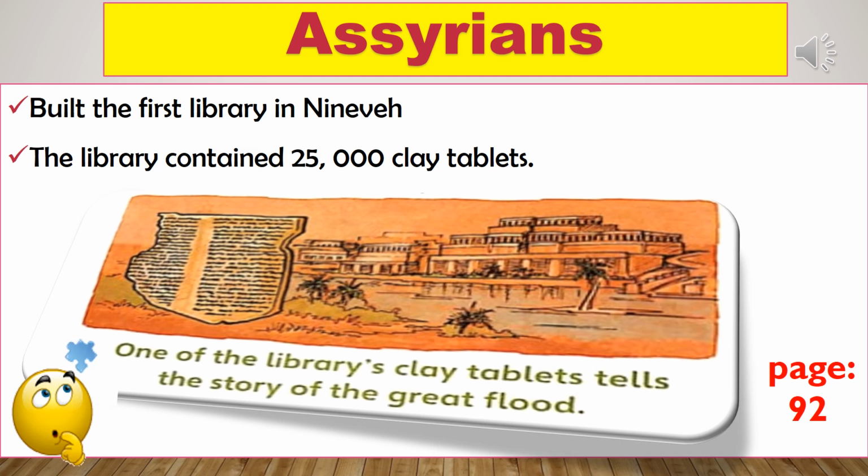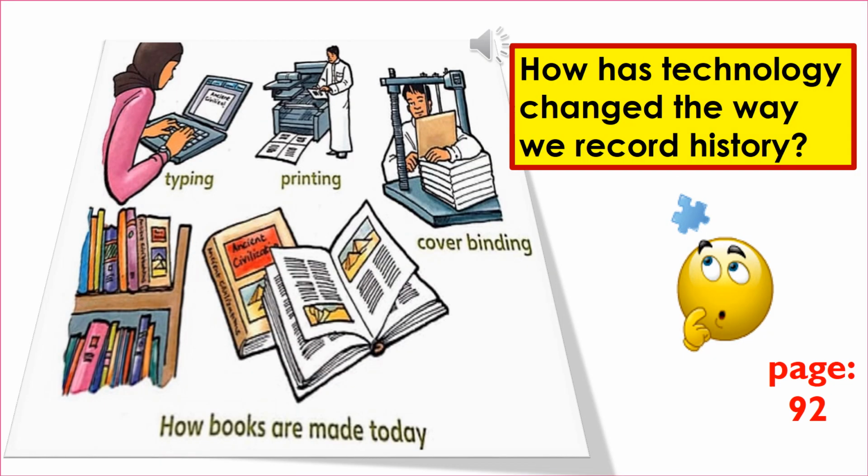Assyrians. They are the ones who built the first library in Nineveh. The library contained 25,000 clay tablets. In this picture, it's one of the library's clay tablets telling the story of the Great Flood. This picture shows how books are made today. It's made by typing, printing, and cover binding. How about today? How has technology changed the way we record history?